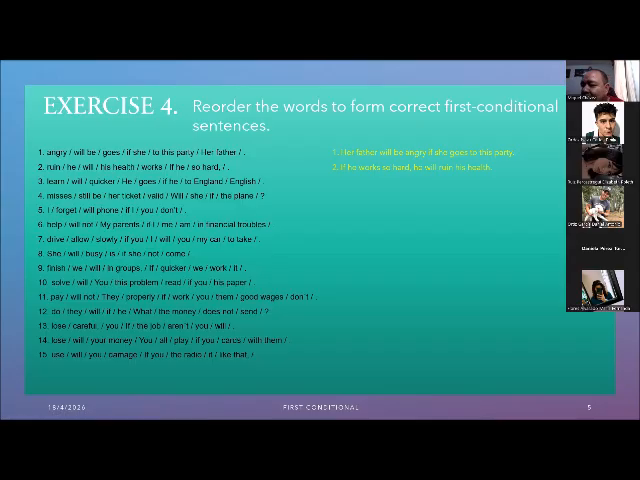He will learn English quicker if he goes to England. Yes, Maria Fernanda, thanks a lot. He will learn English quicker if he goes to England. Number 4, please.